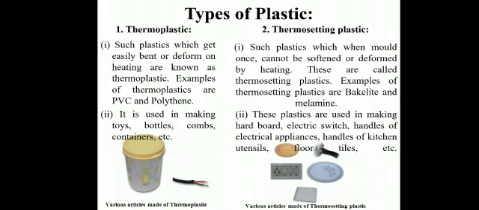For example, bakelite or melamine. These types of plastics are mainly used in making hardboards, electric switches, handles of electrical appliances, handles of kitchen utensils, floor tiles, etc.